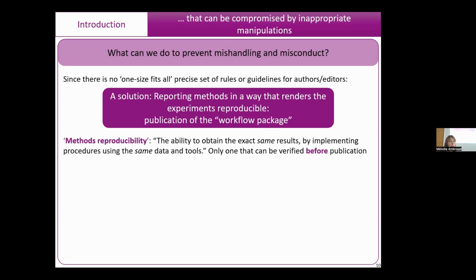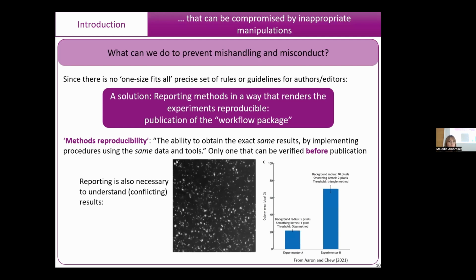This is a sort of methods reproducibility, which is the original meaning of the term reproducibility, and which is defined as the ability to obtain the same exact results by implementing procedures using the same data and the same tools. And what's interesting about this sort of reproducibility is that it's the only one that can be verified before publication, so before any harm is done. But what I also want to emphasize is that reporting methods in bioimage analysis is important for reproducibility, and it's essential, but it's also sometimes very useful and necessary to understand conflicting biological results.